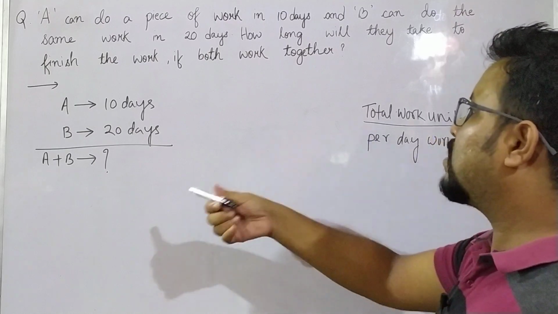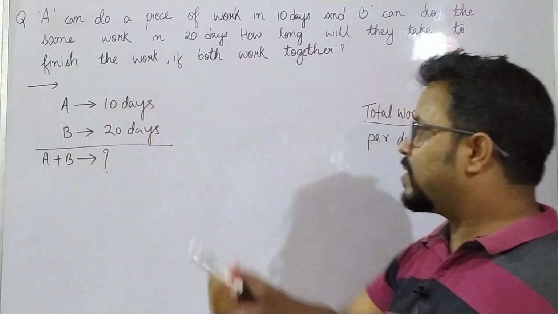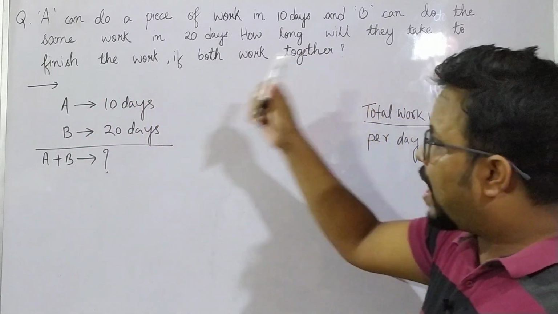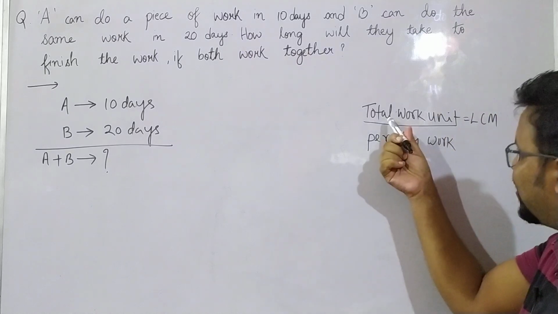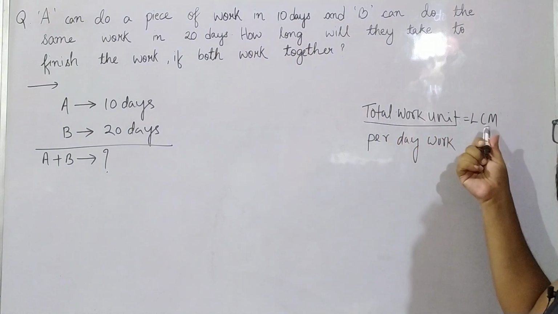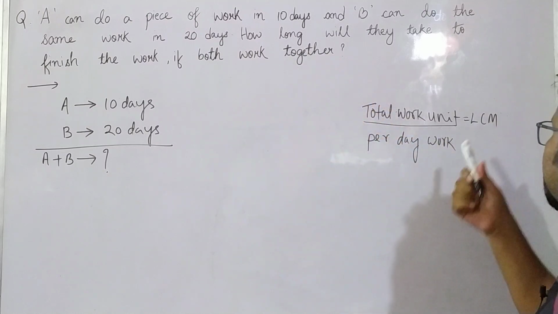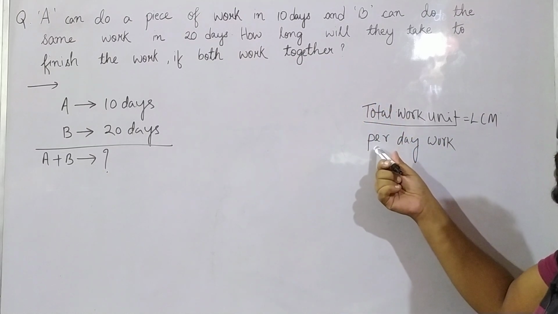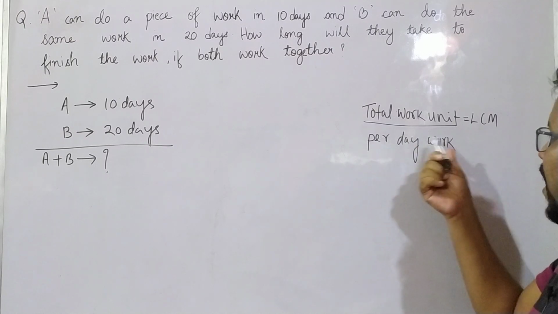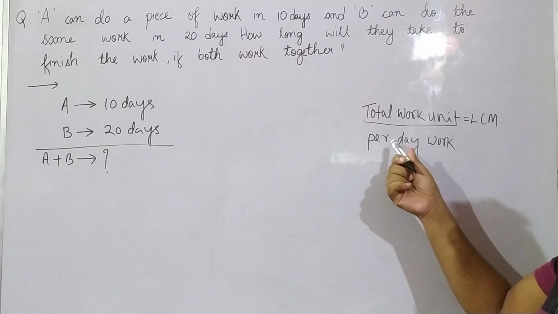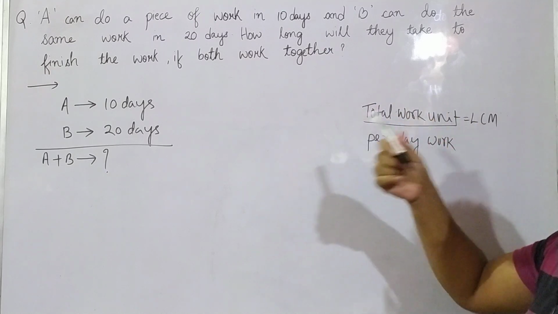Here we will calculate per day work of A, then per day work of B, then per day work of A and B. First we will calculate the total work unit. How will we calculate the total work unit? By doing the LCM. Then we will do per day work of A, per day work of B, and per day work of A and B.